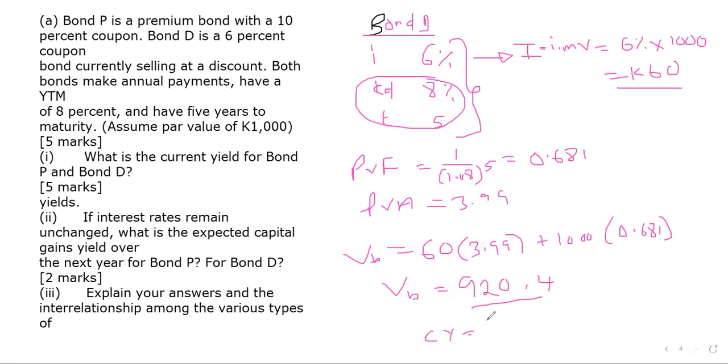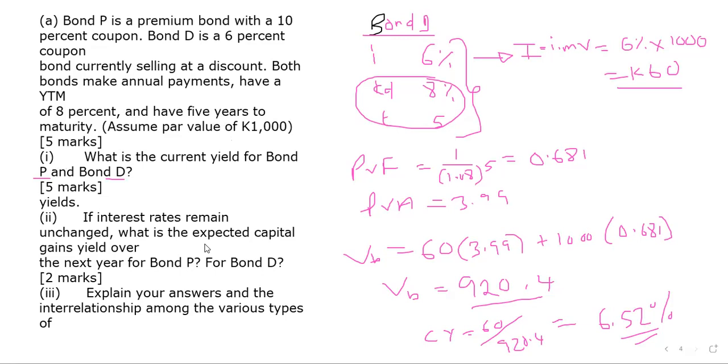Current yield in this case would be 60 over what? 920.4. So this would give us 6.52% to be our current yield. Is that clear? That is how we get the current yield for bond P and bond D. Any questions? It's clear. Very clear. I hope I've not lost anyone.